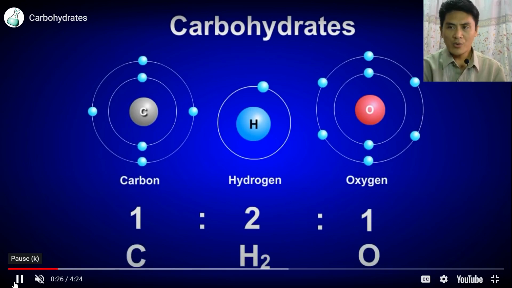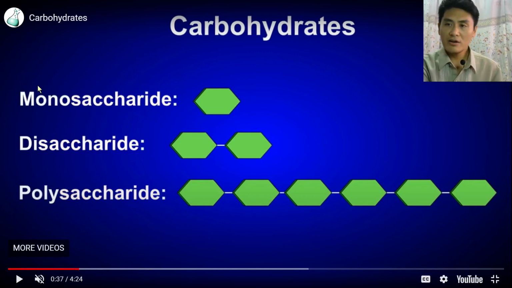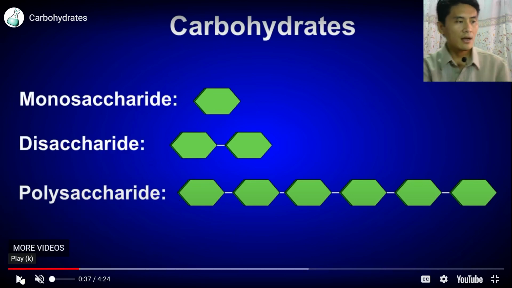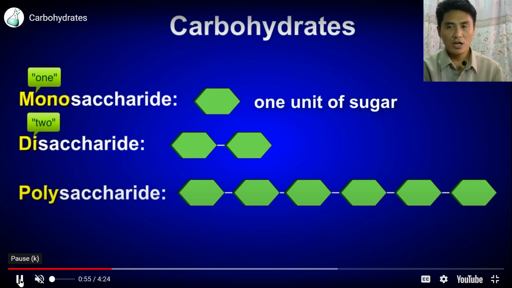Now, you can have the formula CH2O. Carbohydrates have three different categories, so to speak. The first category is what we call a monosaccharide, and then disaccharide and a polysaccharide. This saccharide part means sugar, saccharum. So carbohydrates are basically sugar molecules or structures based off of sugar molecules. So you have monosaccharides, disaccharides, and polysaccharides, where mono is one, di is two, and poly is for many units of sugar.